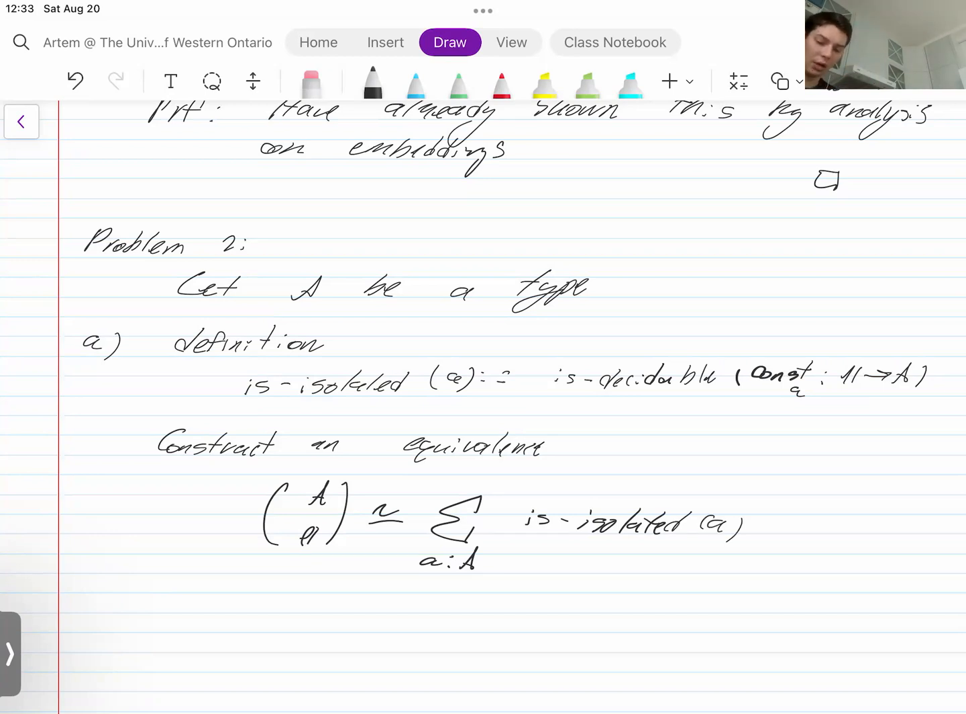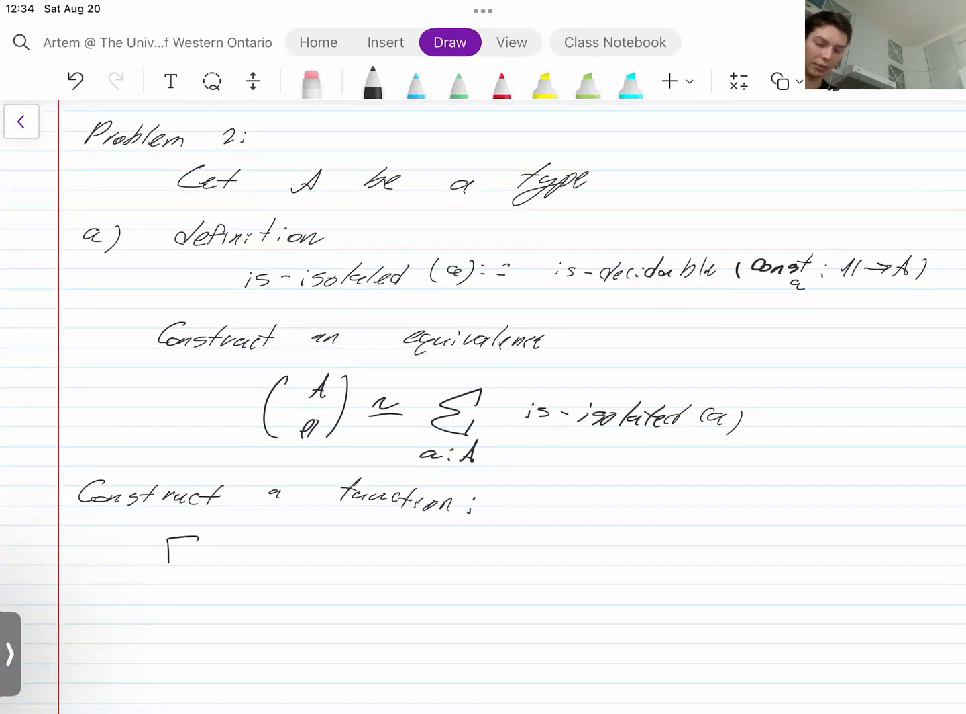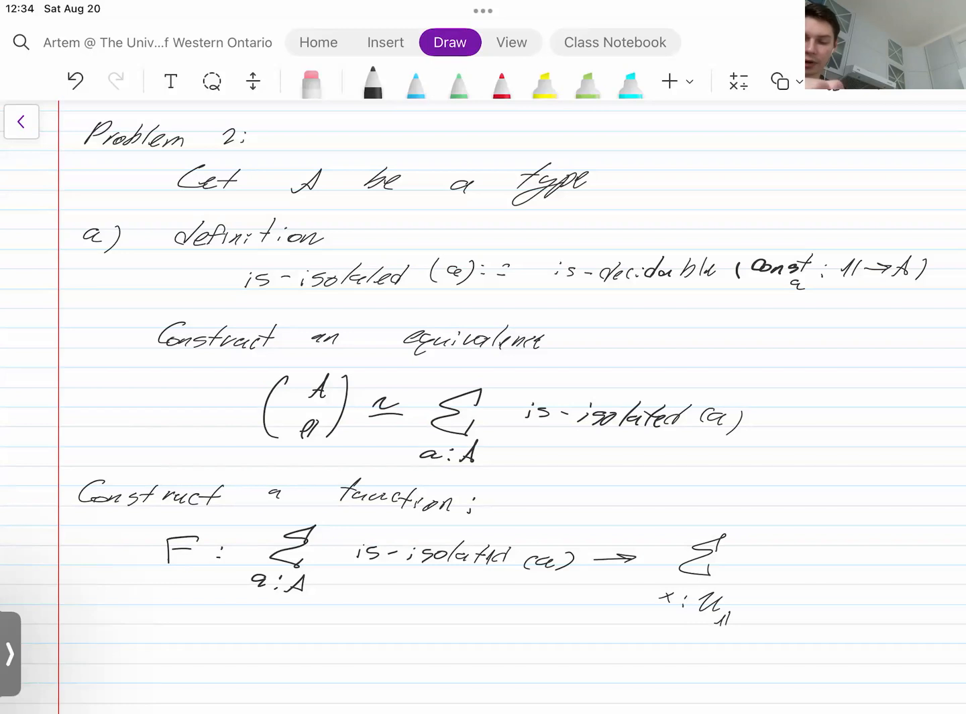Okay, so construct a function going to the other side. So it's f going from sigma A, where A is isolated, to, just unfolding the definition, from the universe sigma, sigmaing over the types merely equivalent to 1, and X, decidable embedding into A. Just in case, recall that decidable embeddings are those embeddings whose fibers are decidable.